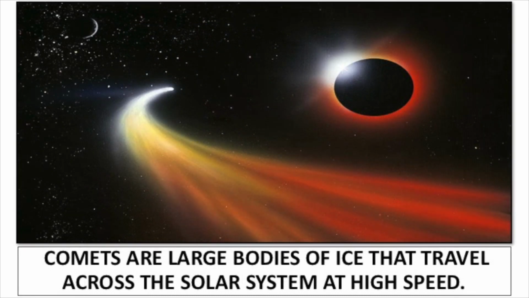Comets are large bodies of ice that travel across the solar system at high speed. And here's an example, a picture of a comet. You can see how quickly it's traveling, and all of the ice is melting off the back of it as it moves past.